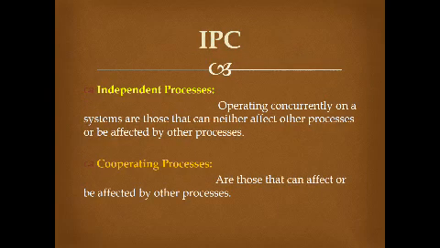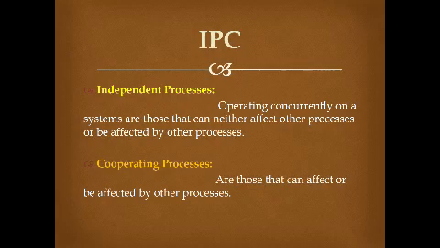So first, interprocess communication. What is interprocess communication? It is a mechanism that allows the processes to communicate and synchronize their actions. The process can be independent, without affecting each other, or cooperating. So there are two types of process, independent and cooperating.